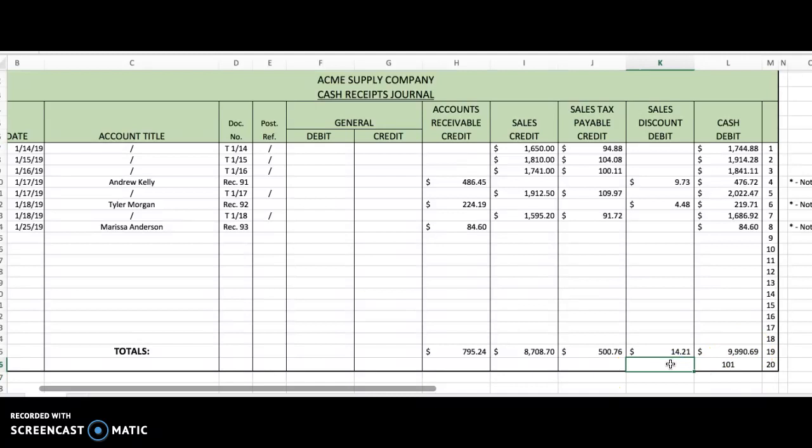This number, 1421, would go to cash discount, or excuse me, to sales discount. And that account is a contra account, as it says sales discount debit. So the total of 1421 would be put into that account. Sales tax payable, sales credit, accounts receivable credit, all would be posted to those accounts. So that's how the cash receipts journal works.